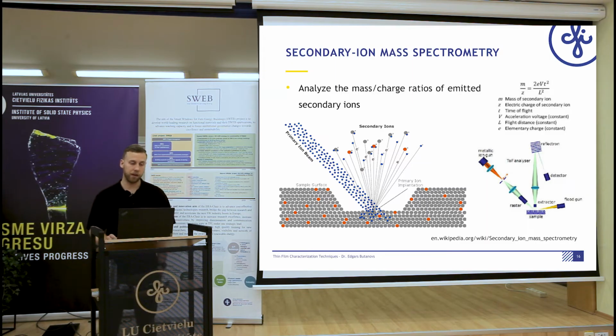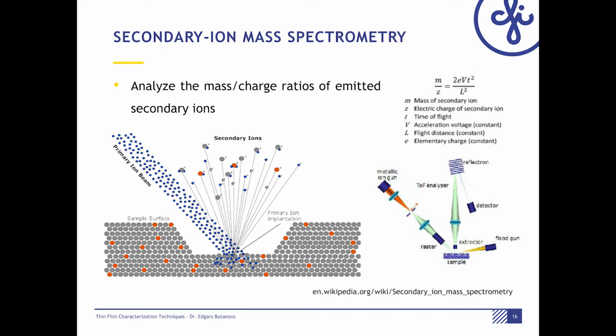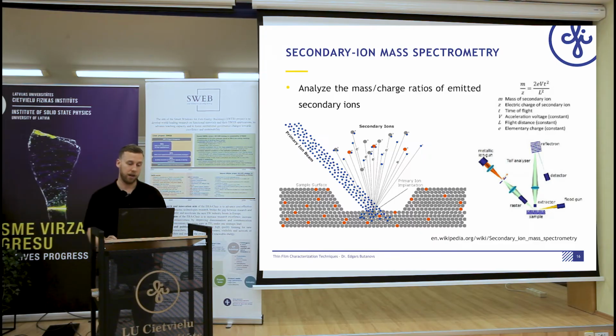Furthermore, another method, which is not related to X-rays but still used for composition characterization, is secondary ion mass spectroscopy, or SIMS. In this method, you bombard the sample with primary ion beams, and you analyze the mass-to-charge ratio of the emitted secondary ions. By plotting this ratio in a spectrum, you can identify specific ions. It can be used both for inorganic compounds as well as larger organic molecules.